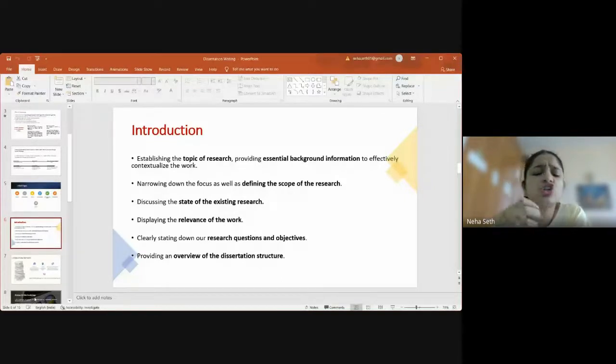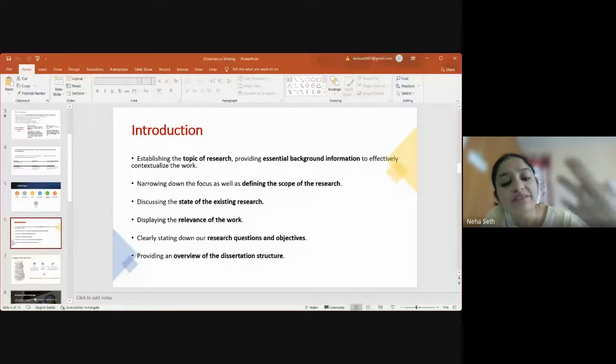It will also show the state of existing research: before you started your work, what kind of work already exists. This was done till now. This is what you are going to define in the introduction chapter. It will form the motivation of your work: why you were motivated to work on that particular topic. This particular heading will define that.